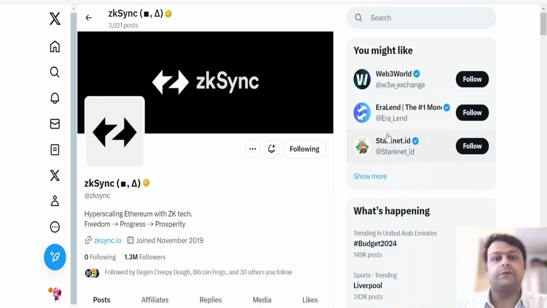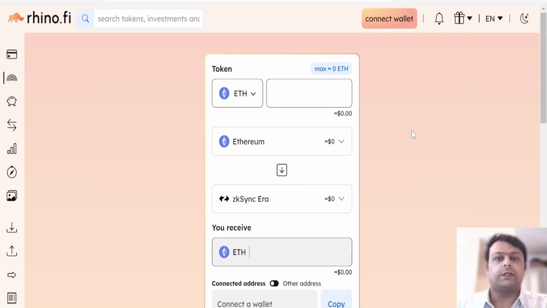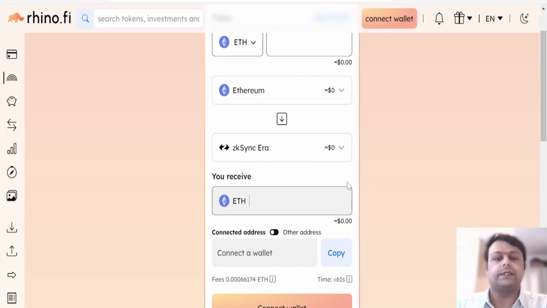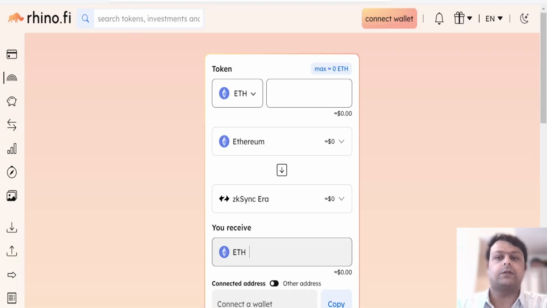Now the first thing that you will need to do is follow their Twitter page, which is ZkSync. This one is the official one, which has like 1.3 million followers. The next step would be to bridge your Ethereum tokens from another network to the ZkSync Era network. So you can use app.rhino.fi.